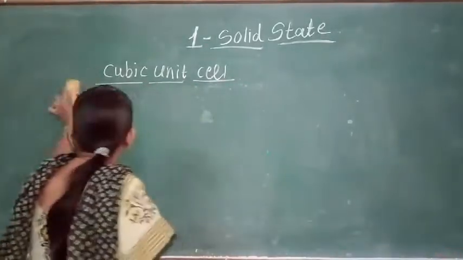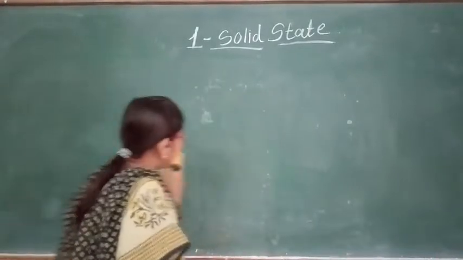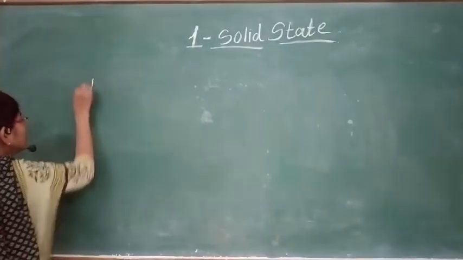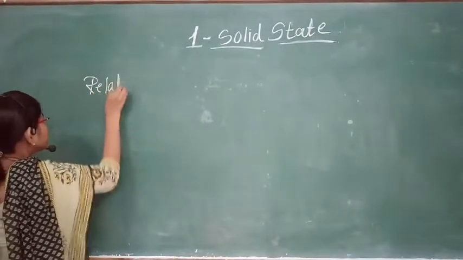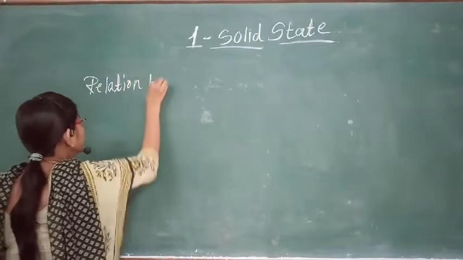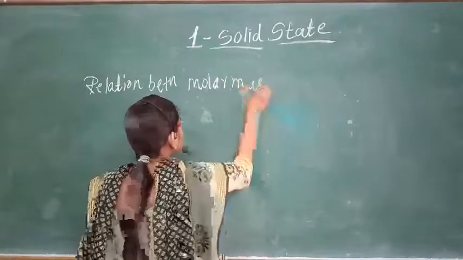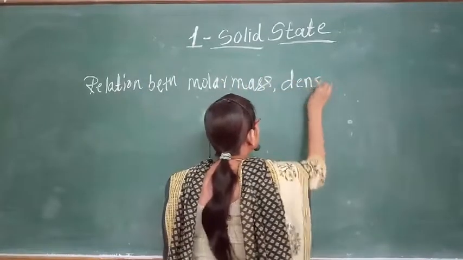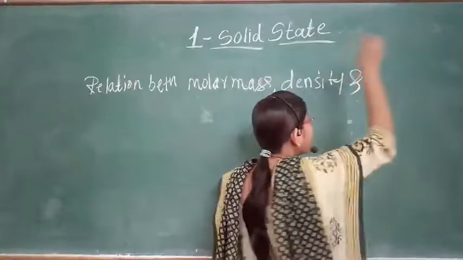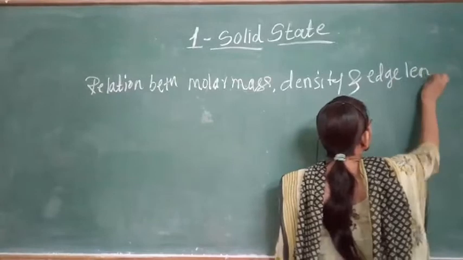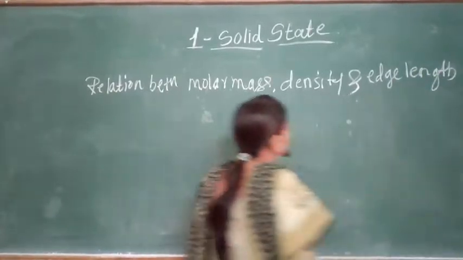So next to that, here we have one derivation, that means a relation. We have to come to know about the relation between molar mass, density and edge length of the unit cell.